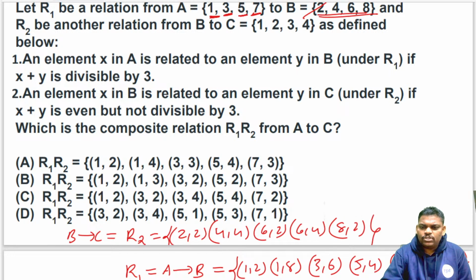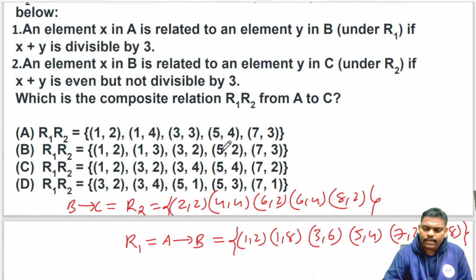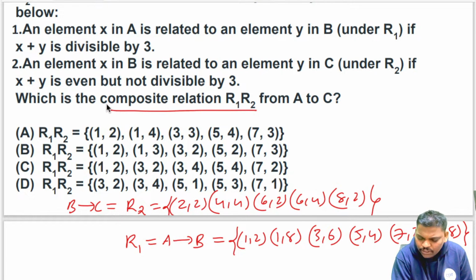Check if anyone has a small doubt. R1 is done, R2 is done. Anything wrong, let me know. So all the R2 pairs have an even sum that is not divisible by 3: 2, 2, 4 even. 4, 4, 8 even. 6, 2, 8 even. 6, 4, 10 even. 8, 2, 10 even. Not divisible by 3. Perfect. Now he is asking about the composite relation, not a function.